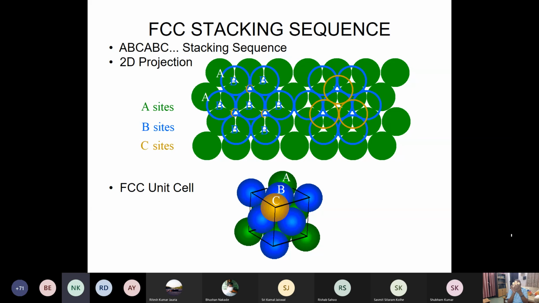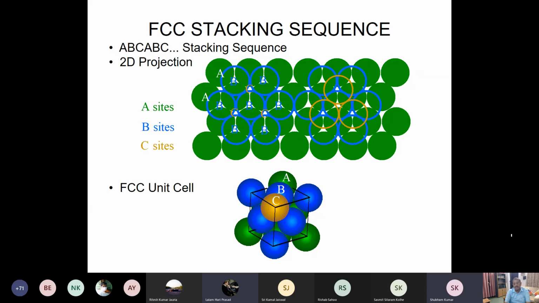Yes, sir. Now look at it carefully. How does it look? Sir, FCC. What is the stacking sequence now? ABC, ABC. What was the stacking sequence of hexagonal close pack? AB, AB.